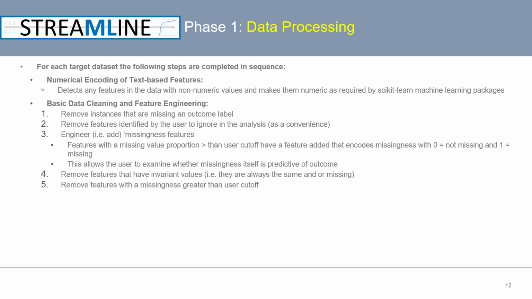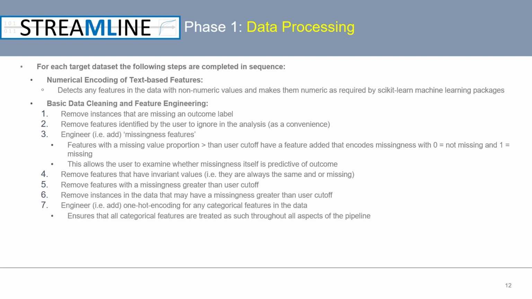Step 5, STREAMLINE will remove features that have a missingness greater than a user-defined cutoff. Step 6, instances will be removed that have a missingness greater than that same user-defined cutoff. Step 7, features will be engineered or added based on one-hot encoding for any categorical features that exist in the data. This ensures that all categorical features will be treated as such throughout all aspects of the pipeline. Of note, the original categorical feature will be removed when this happens.